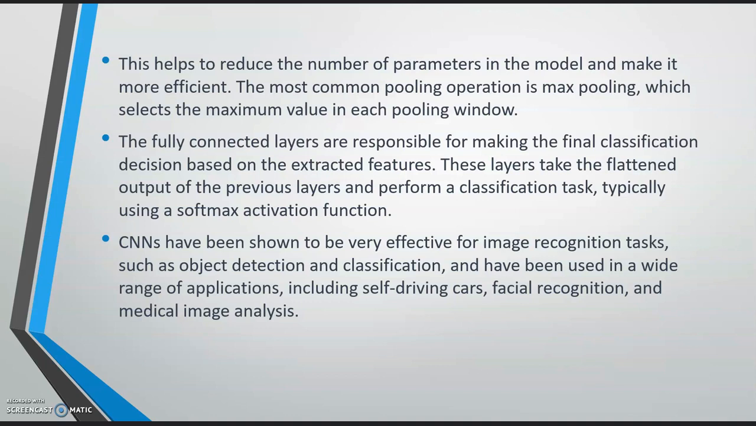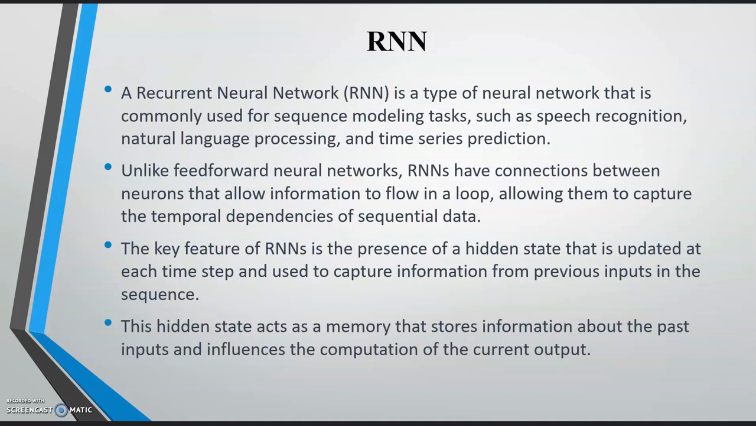The fully connected layers are responsible for making the final classification decision based on the extracted features. These layers take the flattened output of the previous layers and perform a classification task, typically using a softmax activation function. CNNs have been shown to be very effective for image recognition tasks such as object detection and classification, and have been used in a wide range of applications including self-driving cars, facial recognition, and medical image analysis.